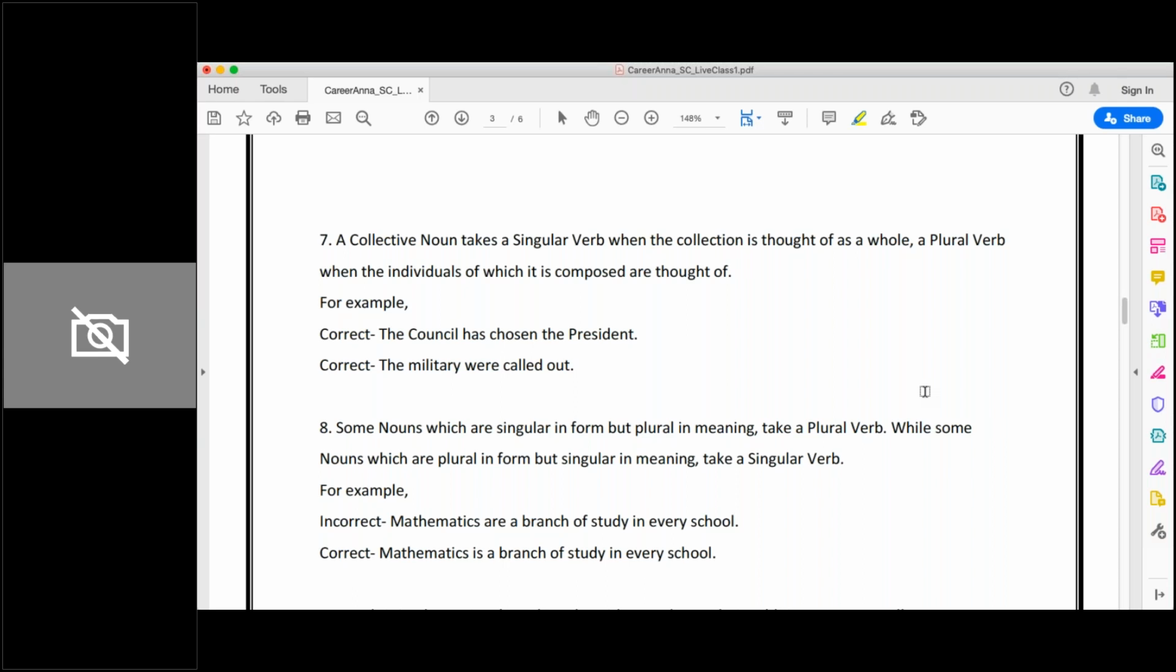Okay, let's take a step back. Military is uncountable. Perfect. What is the council of ministers? What is the cabinet of ministers? Is it countable or is it uncountable?